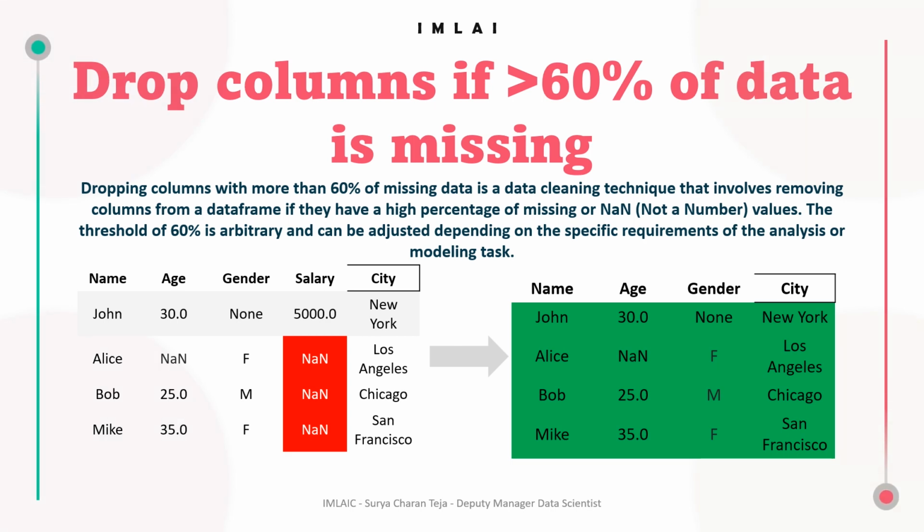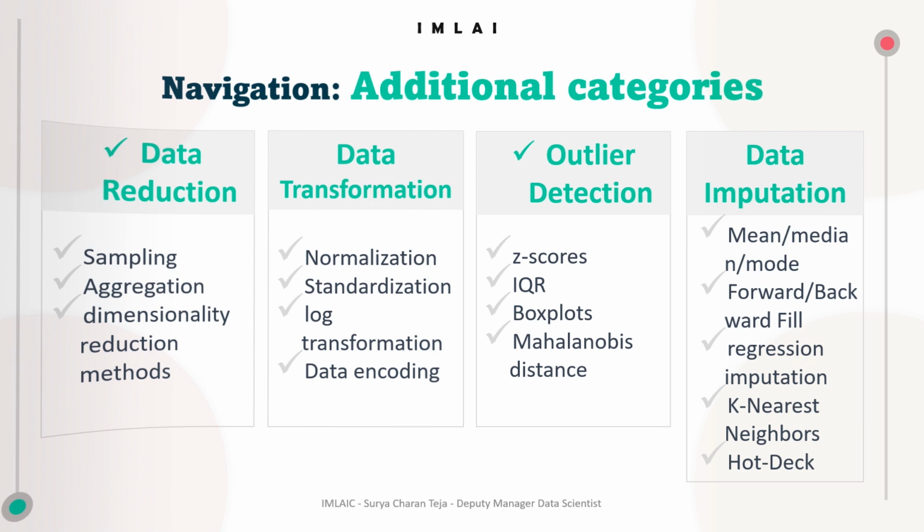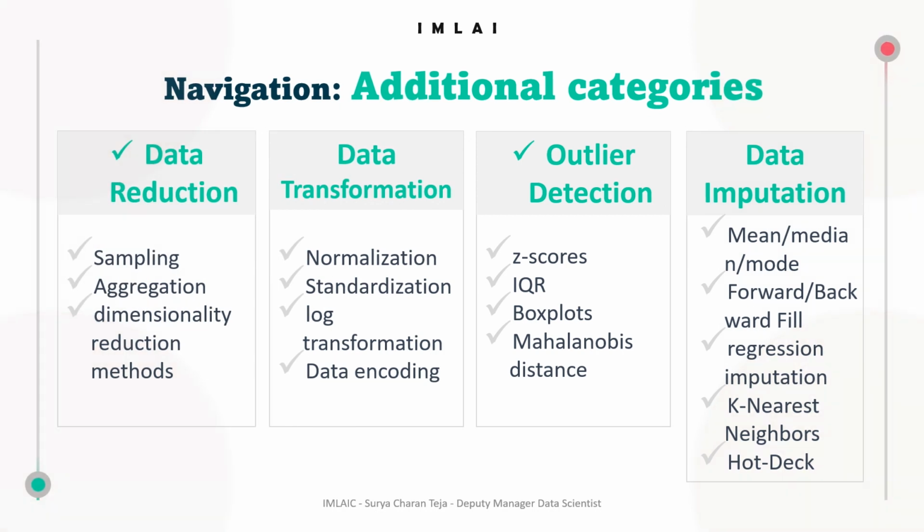With this, it's a wrap for data imputation also. So now let's get back into our navigational map of the additional category and see where we have reached so far. So far we have completed the data reduction techniques. Here we have seen sampling, aggregation, and dimensionality reduction methods.